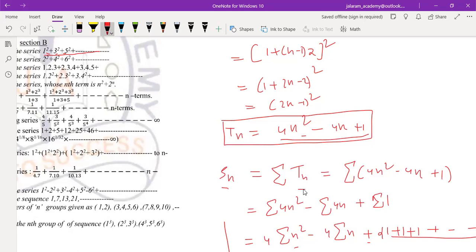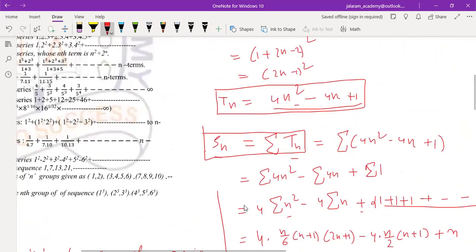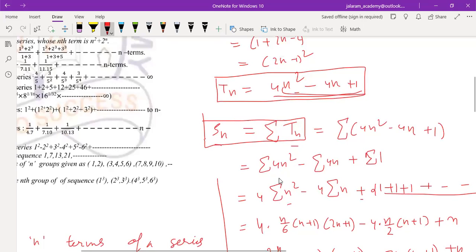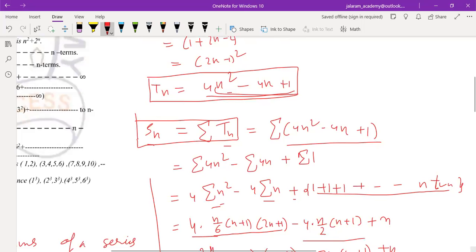So we find the Sn by using sigma Tn. Remember always this: Sn equals sigma Tn, and its reason also we have discussed in the same session today. Okay, so sigma Tn means sigma of Tn. Tn is 4n square minus 4n plus 1. When we separate it, it becomes 4 into sigma n square minus 4 into sigma n plus sigma 1. So 4 into sigma n square is n by 6 into n plus 1 into 2n plus 1 minus 4 into n by 2 into n plus 1 plus n.